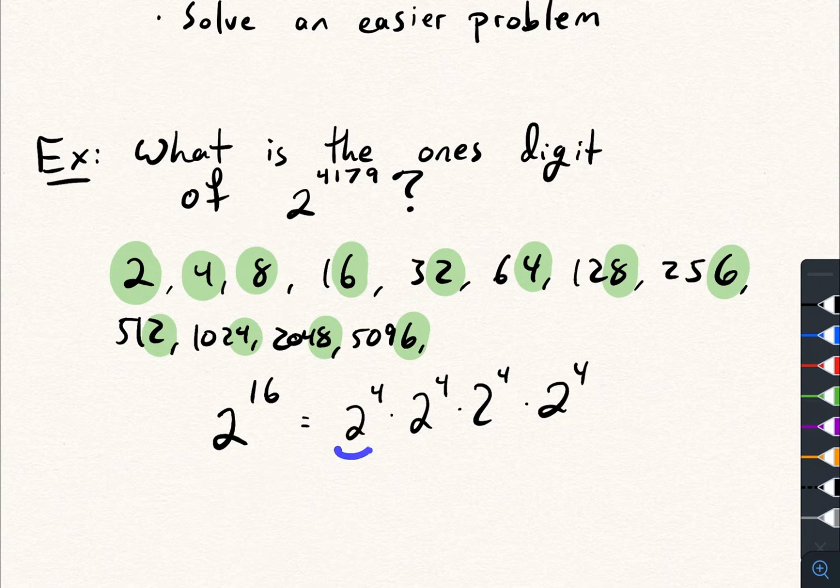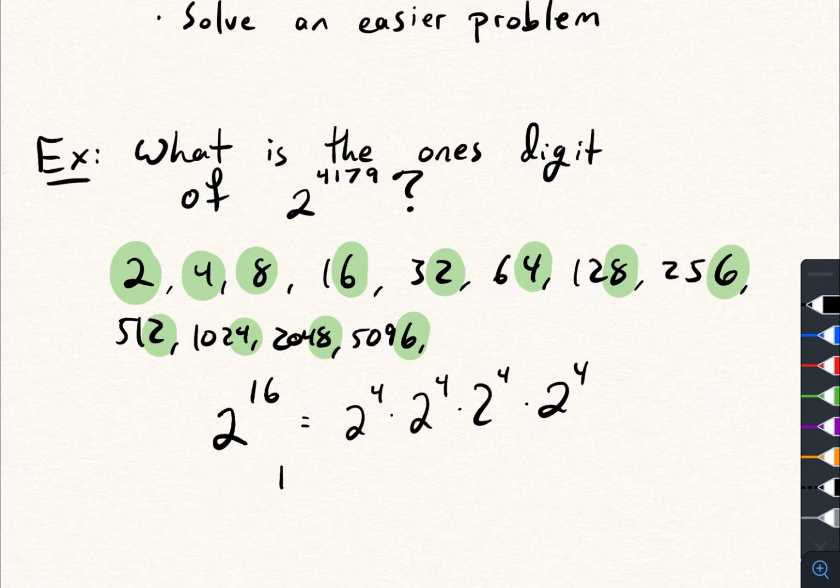We multiply 4 twos here, 4 more twos here, 4 here, and 4 here. That should tell us that the ones digit should be a 6, because we go 2, 4, 8, 6, 2, 4, 8, 6, 2, 4, 8, 6, 2, 4, 8, 6. Right here, the 16th entry of our list, if we were to go all the way up to 16 terms, the 16th one would be a 6.